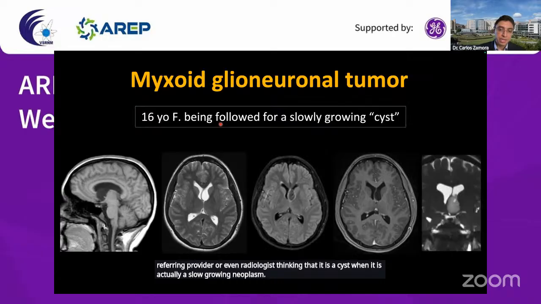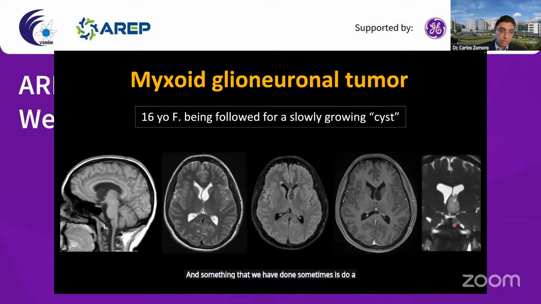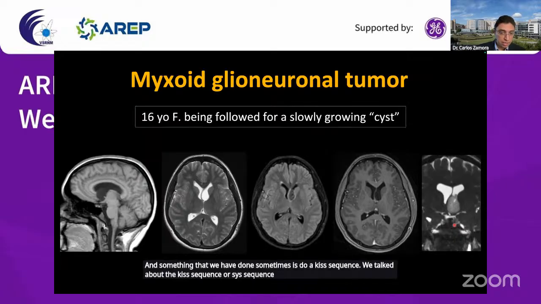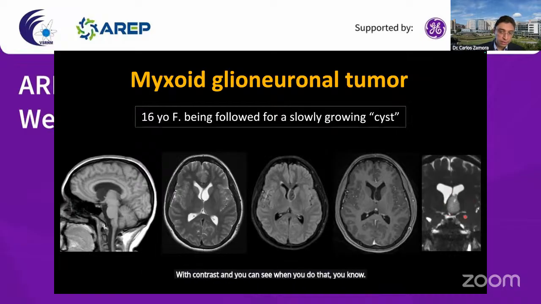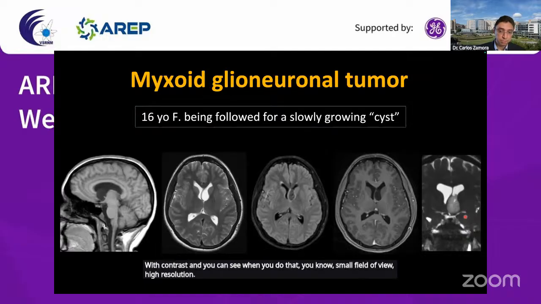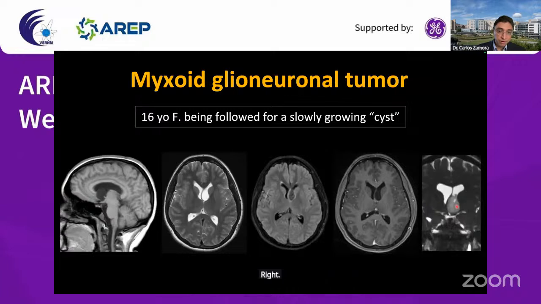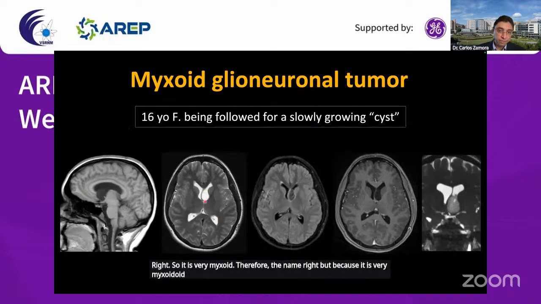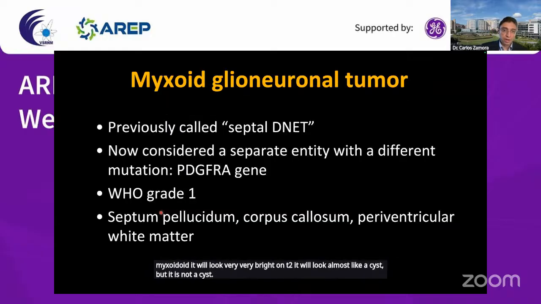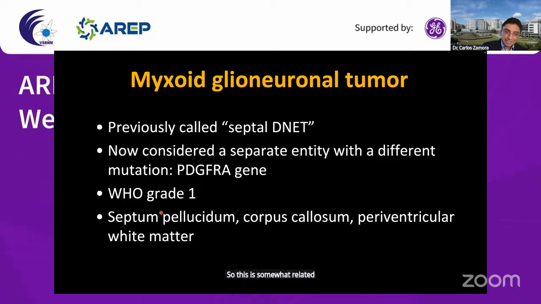And something that we have done sometimes is do a KISS sequence. We talked about the KISS sequence or CISS sequence, or FIESTA-C can do the same thing with contrast. And you can see when you do that, small field of view, high resolution, small slice thickness, 0.6 millimeter, then you can see that the tumor has kind of a spongy texture, right? So it is very myxoid, therefore the name, right? But because it is very myxoid, it will look very, very bright on T2. It will look almost like a cyst, but it is not a cyst. So this is somewhat related to the DNET because on histology, it looks very much like a DNET.